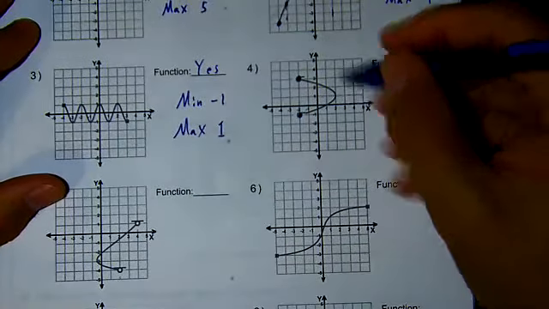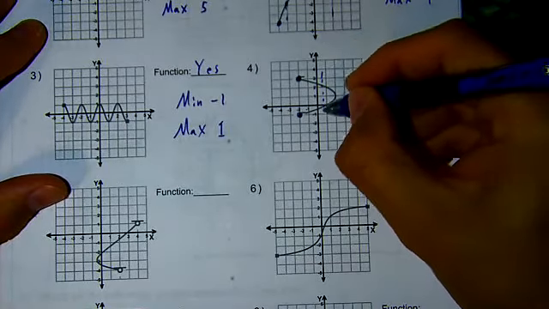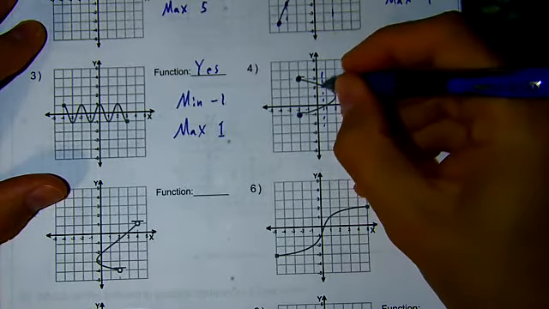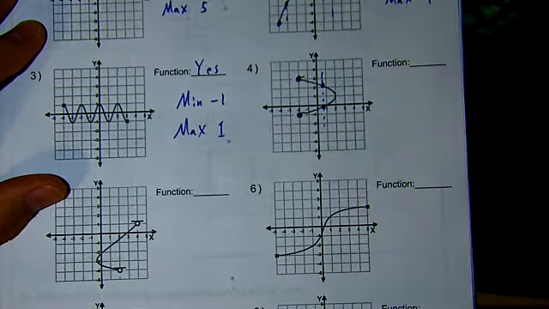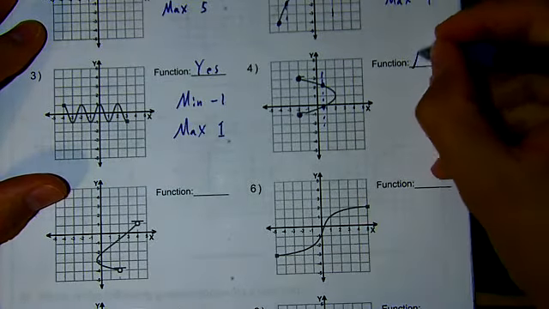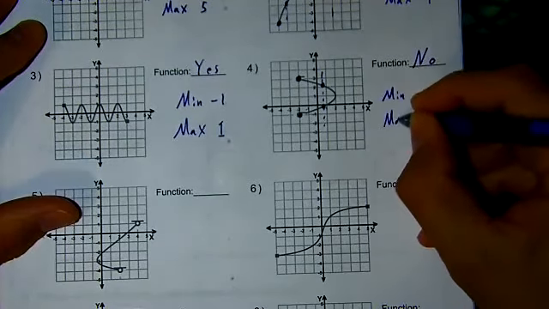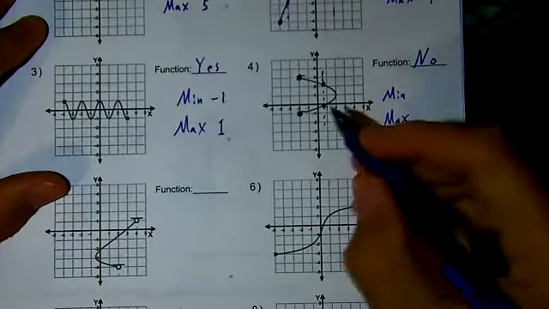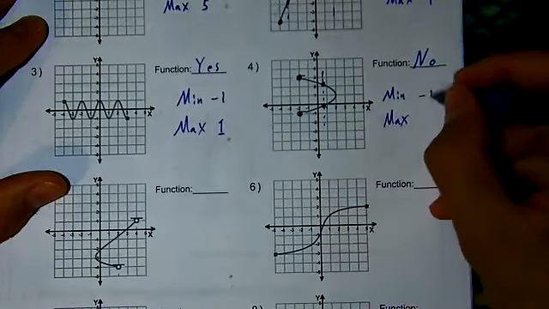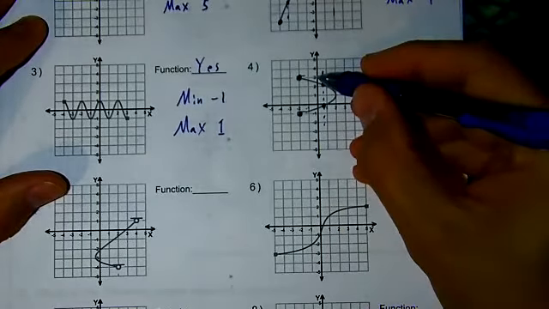So is this a function? Well, I can draw my vertical line anywhere I want over here, and then I'm crossing 2 times. So this is a no. What's your min and max? Minimum is -1. Maximum is 3.